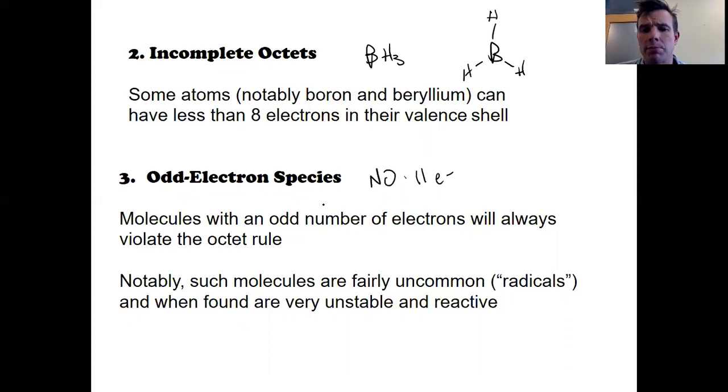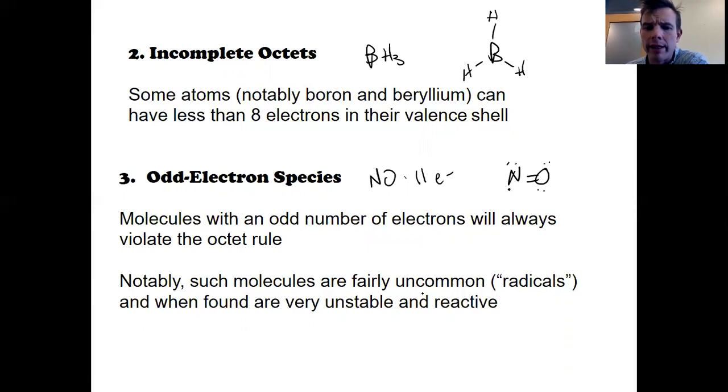There are also odd electron species. So the famous example here is nitrous oxide, laughing gas. It has 5 plus 6, 11 valence electrons. And if you draw the Lewis structure, I've got to see if I can get this right. I think it looks like this. 2, 4, 2, 4, 6, 8, 10, 11. Right. Nitrogen in this one has 2, 4, 6, 7 electrons. Odd electron species will always violate the octet rule.